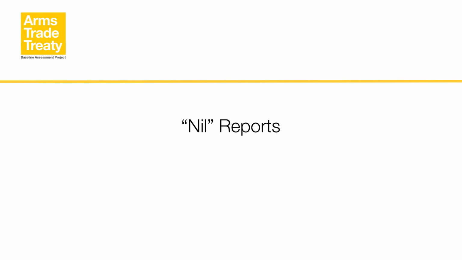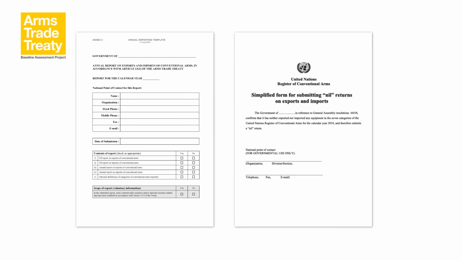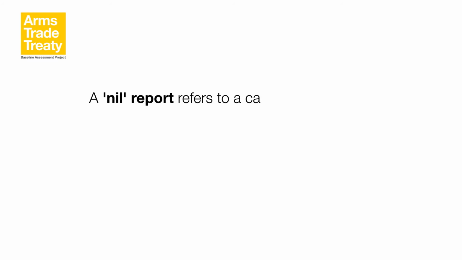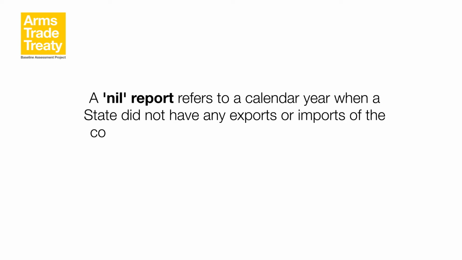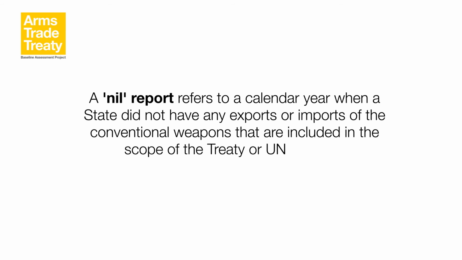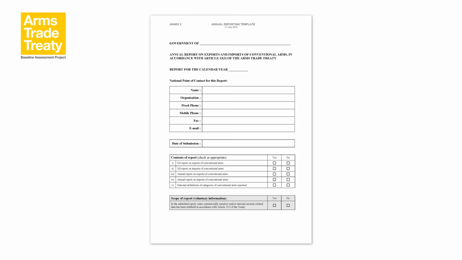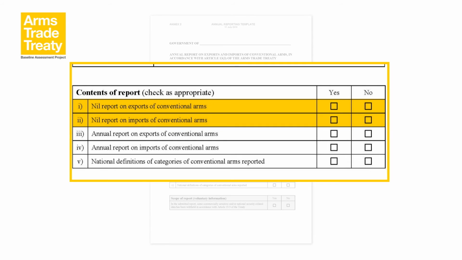Nil reports. In both the Arms Trade Treaty and the UN Register, states have the opportunity to provide a nil report. A nil report refers to a calendar year when a state did not have any exports or imports of the conventional weapons that are included in the scope of the treaty or UN Register. States may complete a nil report for exports and a full report for imports, or vice versa.